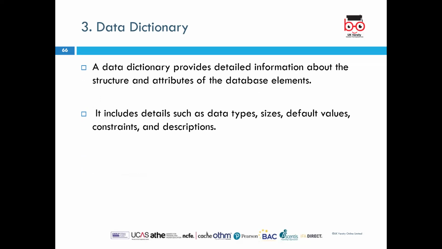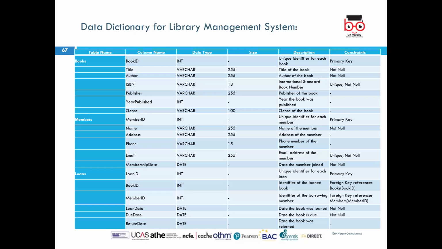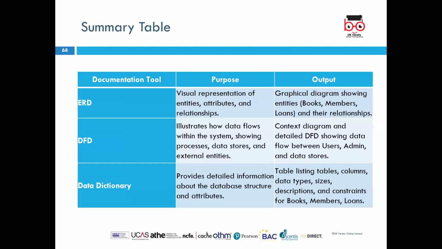Then we have data dictionary. So a data dictionary is going to provide detailed information about the structure and attributes of our database element. So it's now going to include details such as data type, size, default values, constraints, and descriptions. Here's an example of a data dictionary for our library management system. And here's the summary of what we've covered so far.